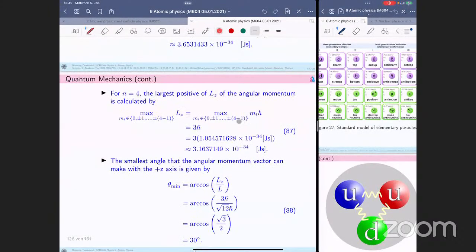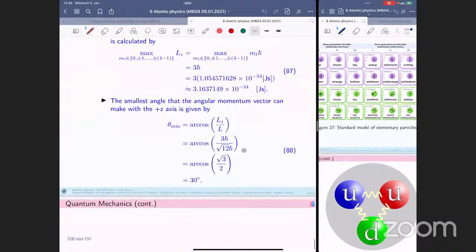So the maximum value is going to be the positive value. If you take the negative value, it will not be the maximum value. So the best way is to use the positive value, which is number 3. And 3 times the reduced Planck constant ħ, you get this value, 3.16 times 10 to the negative 34.